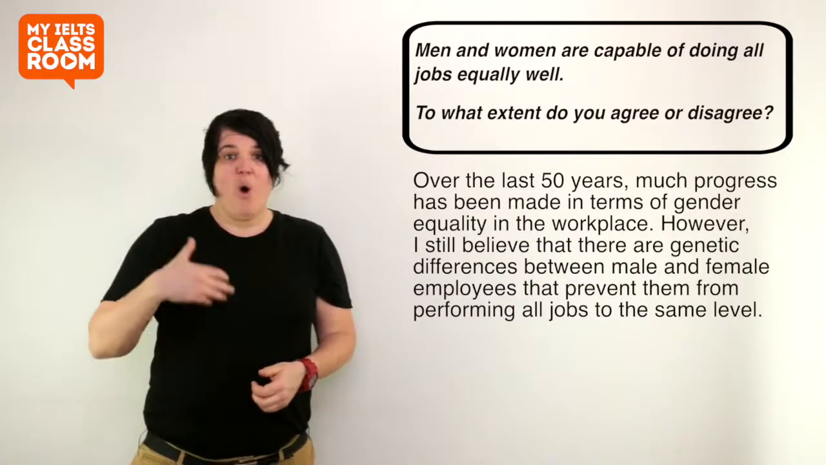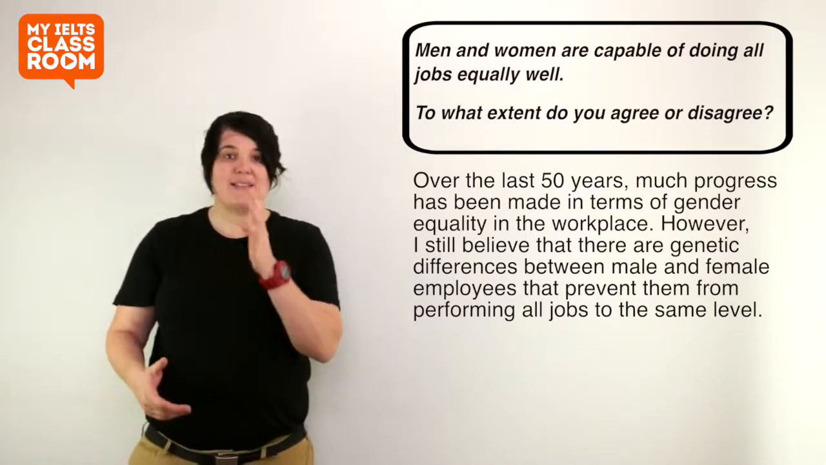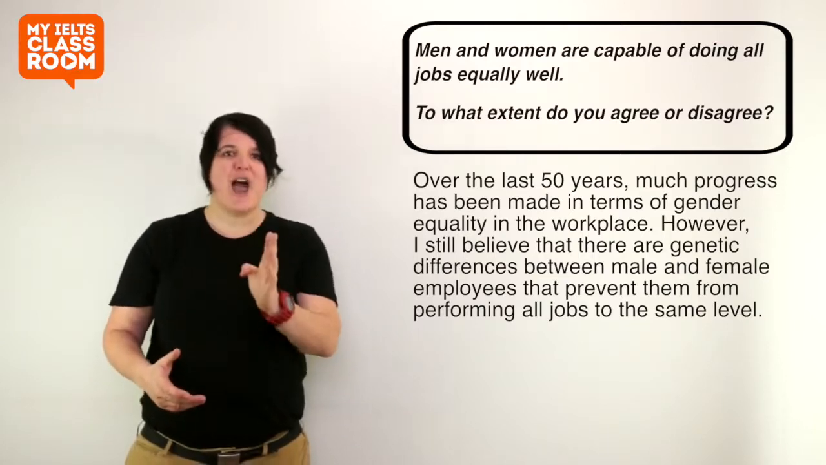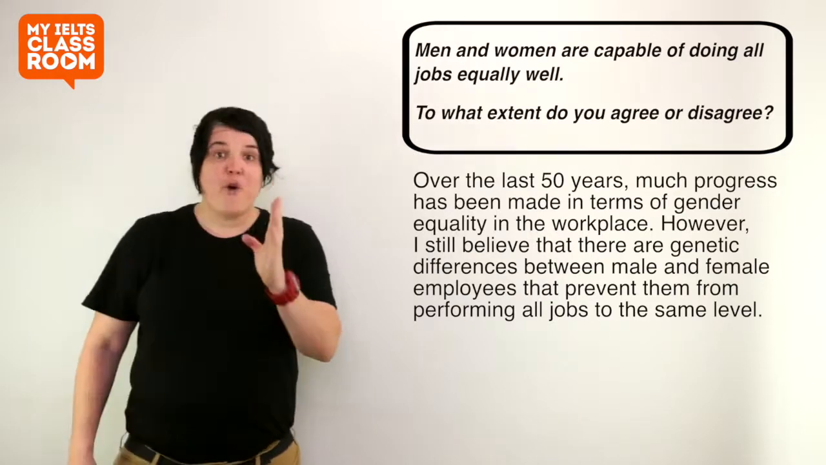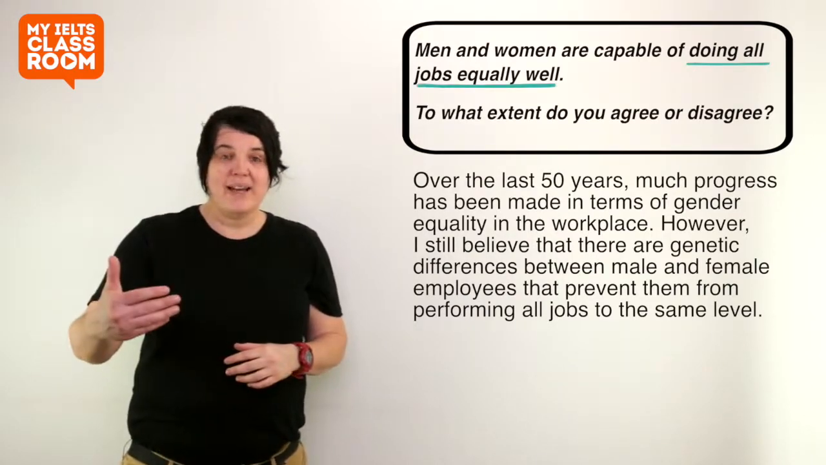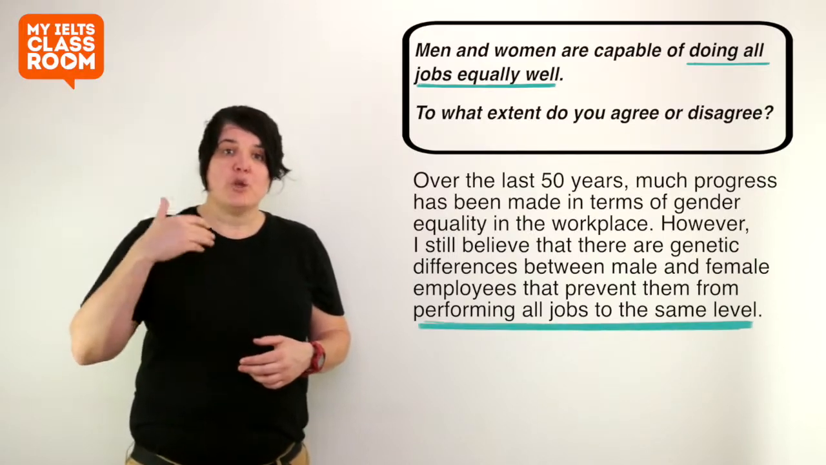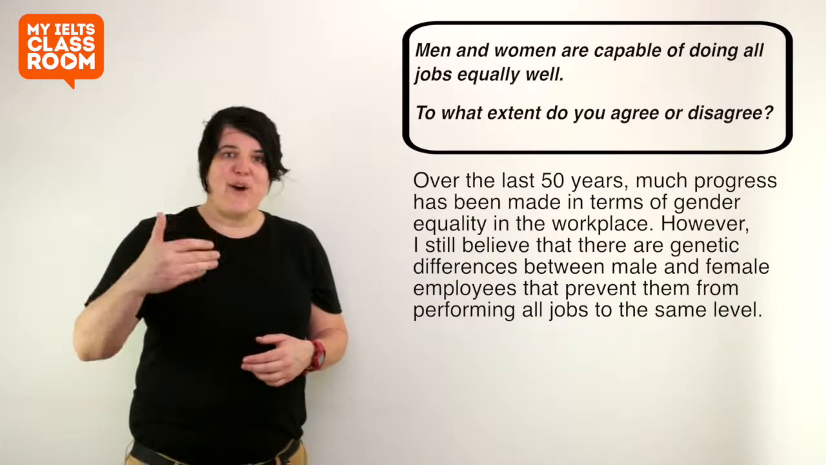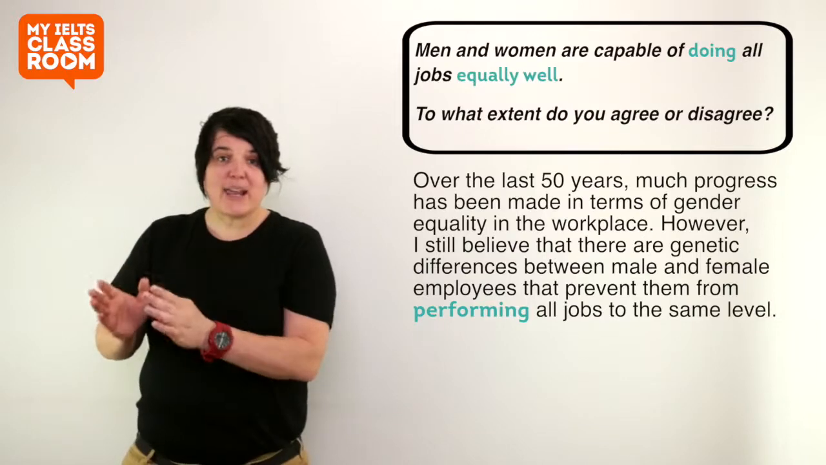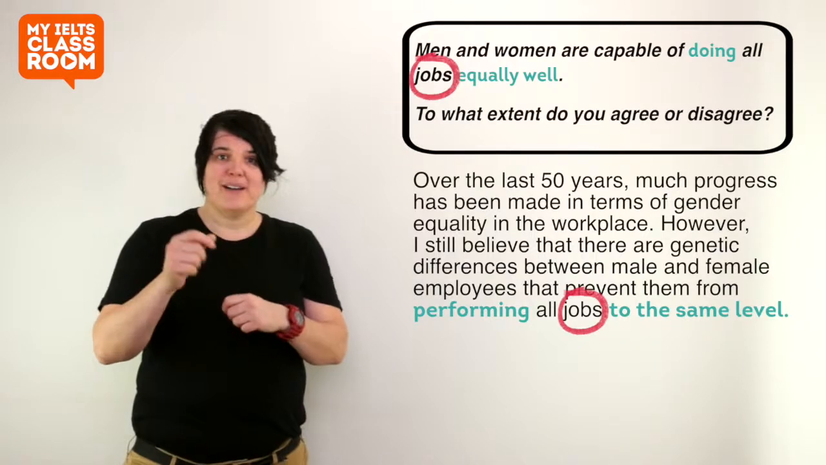And notice, all of the information for my introduction was included inside the question, but I don't copy the question. I paraphrase the question. For example, in the task, it says doing jobs equally well. And in my introduction, I said performing all jobs to the same level. So I paraphrase doing to performing and equally to the same level. I didn't paraphrase jobs. Why?